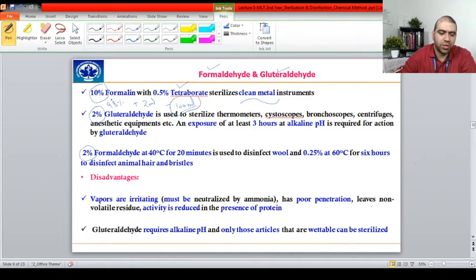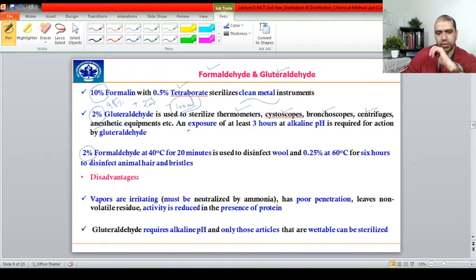Depending upon your need, you can increase the volume. So you have to change this and this. Okay, you have to increase both in the same ratio. They can be used for sterilizing thermometers, cystoscopes, bronchoscopes that you use for lungs, and centrifuges, where you use it for clearing out cell organelles or any other thing. You can also use it on anesthetic equipment used in anesthesia and critical care.